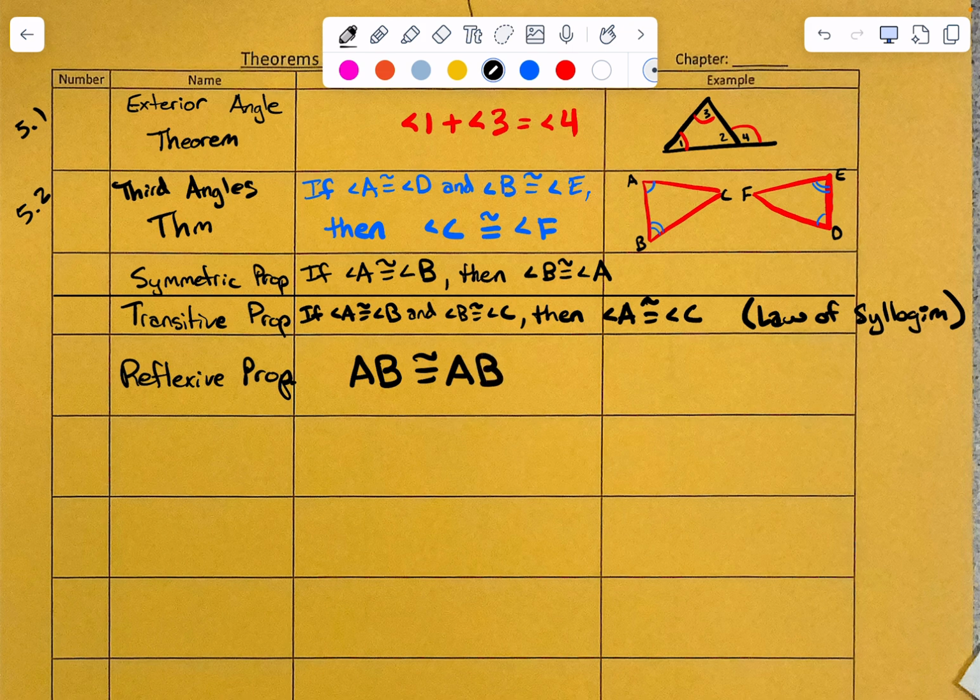This one deserves some explanation because you're like, well, duh, right? AB is congruent to AB. Well, duh, it is. There you go. Write that one down. AB is congruent to AB. That seems dumb. It is dumb. Okay, here we go. This is the reflexive property. Remember, reflexive property: AB equals AB, or congruent to AB.